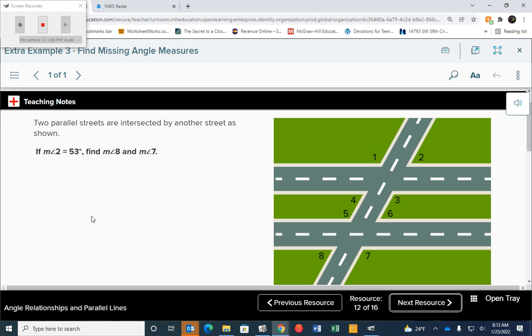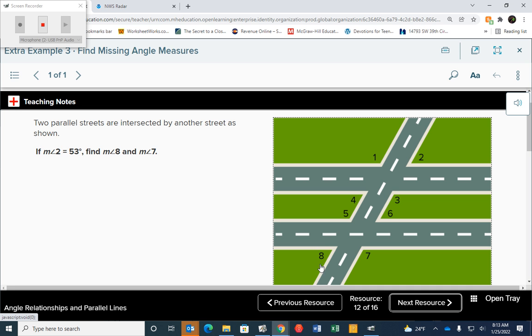Find the measure of angle 8 and angle 7. It's kind of hard to see. Look, this is 1, 2, 3, 4, 5, 6, 7, 8. If this angle right here is 53 degrees, can you find out what this is? Yeah, 53. Do you have to do any math to figure that out? No.